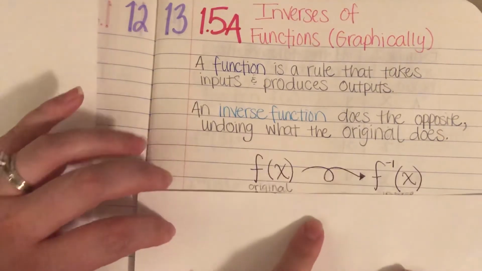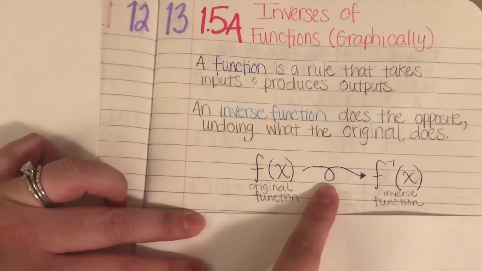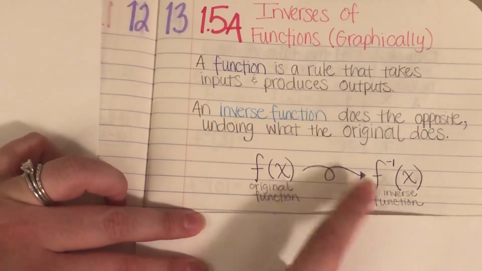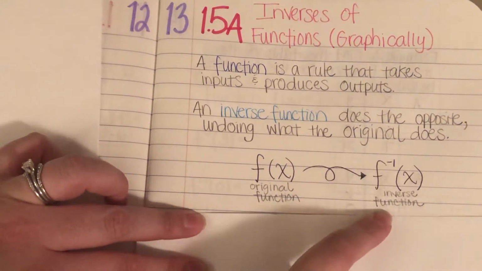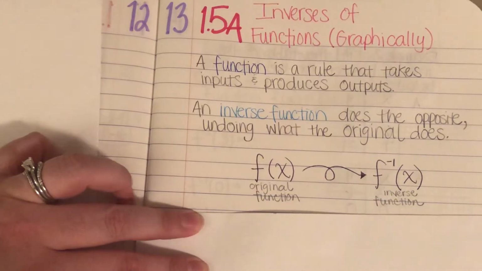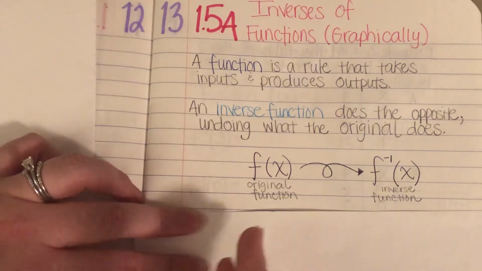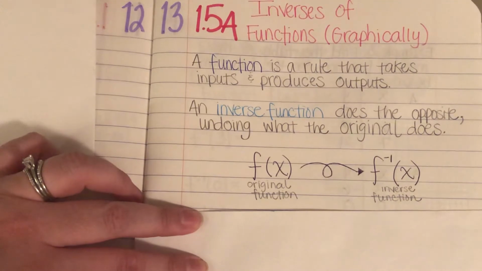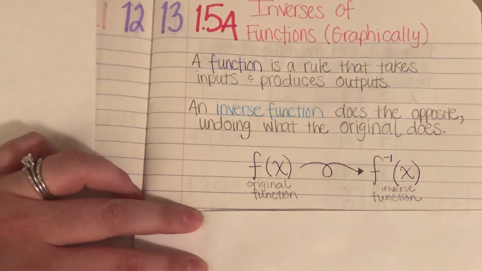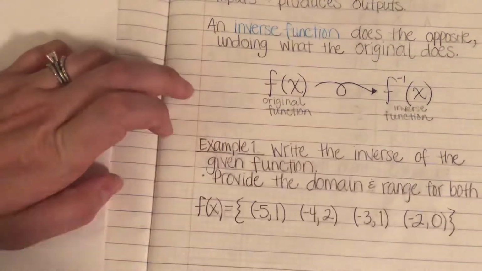So we could think of it this way. We have our original function f of x, and then something happens to it to create f to the negative 1 power x, which is our inverse function. So here I'm just showing you the notations that we would use to denote between our original function f of x and its inverse f negative 1 of x. Let's go ahead and get started with our examples. And remember, it does the opposite. An inverse does the opposite.